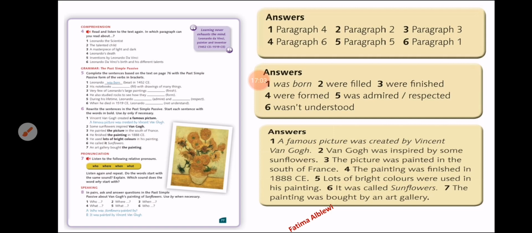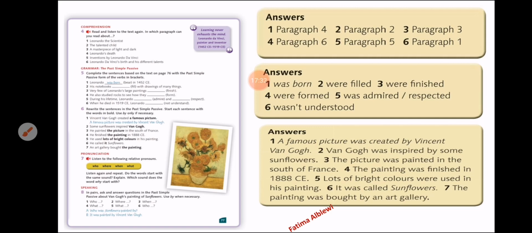During his lifetime, Leonardo was admired and respected. When he died in 1519 Common Era, Leonardo, we need to make it negative, wasn't understood. Okay.